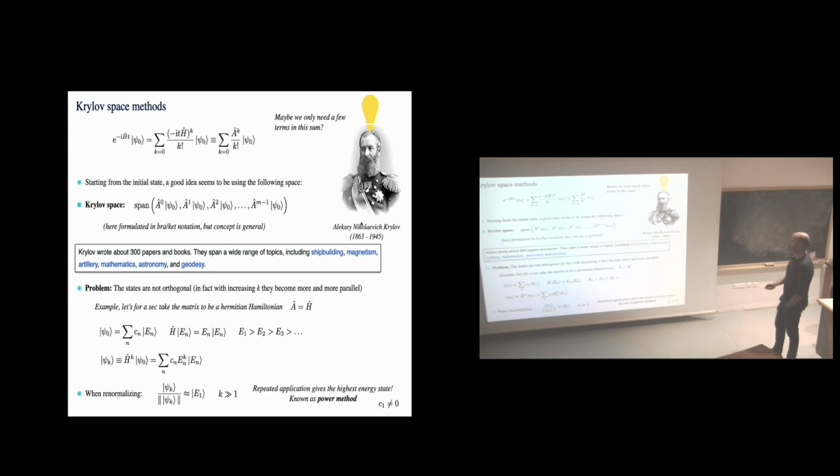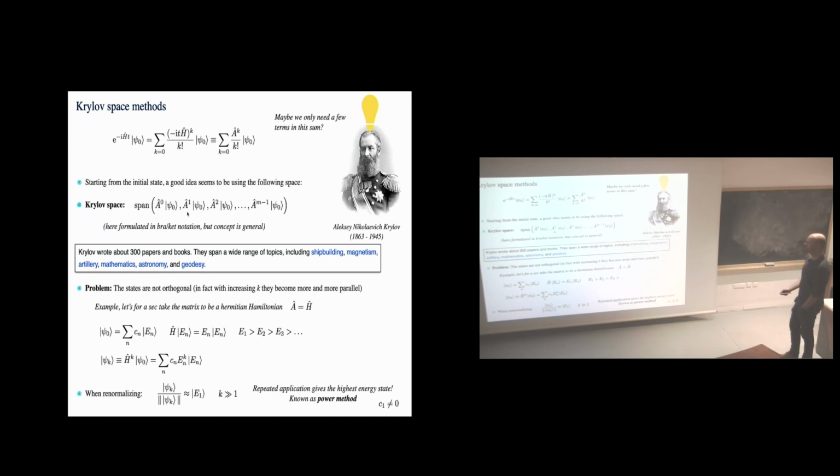It's named after this guy here, and I just looked up some numbers on Wikipedia, because nowadays we tend to complain about how much we have to publish. But this guy published about 300 papers and books in fields like shipbuilding, magnetism, artillery, mathematics, astronomy, and geodesy. But did he have to work for a living? No, he came from a very noble family. So that was already in the system. Our problems nowadays are not so new.